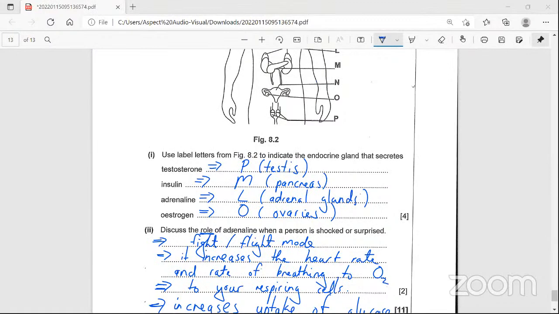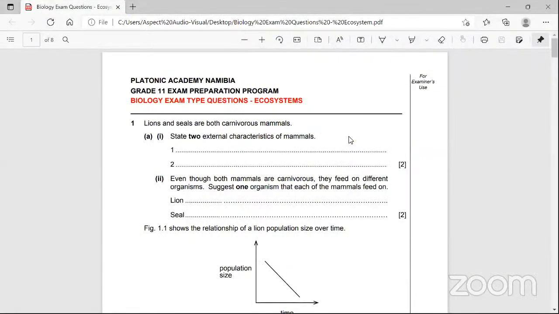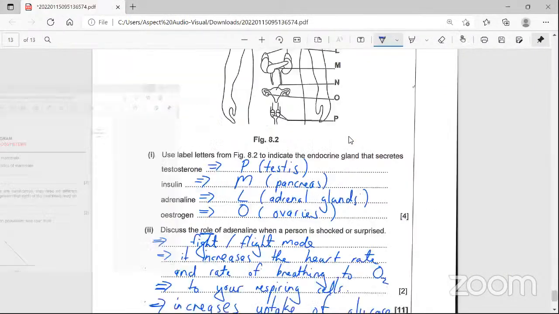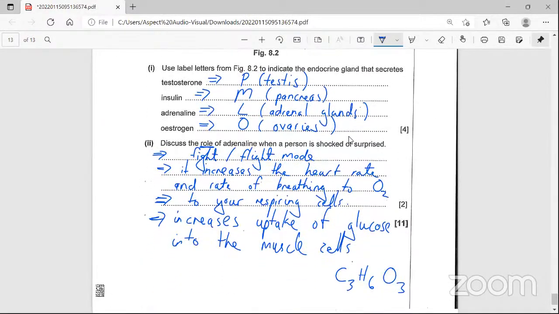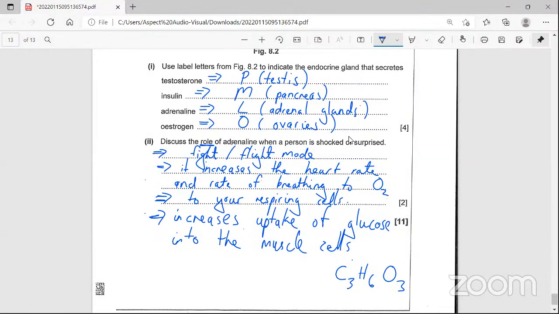Okay. Hold on. Wait. Yes, it does dilate the pupil. You can also put that. Are we done?